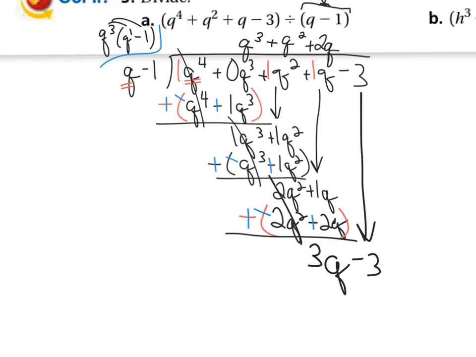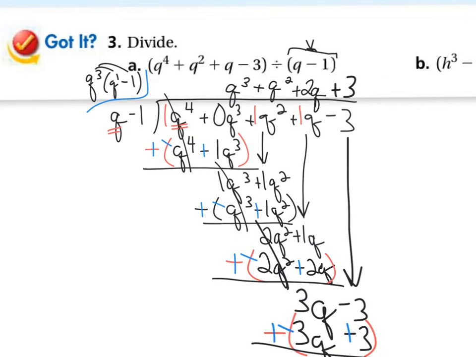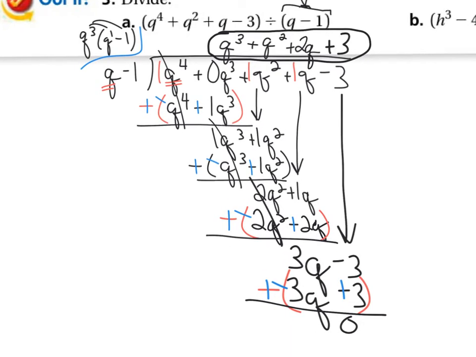So now we're looking at this q on the outside, and q times what to get 3q, and that would be 3. So we put plus 3 on the top. Distribute that would be 3q minus 3. And remember, we're going to subtract. We're going to add the opposites. And actually everything cancels. So we don't have a remainder part here, so we don't have to have a fraction at the end. That is just going to be our answer here.